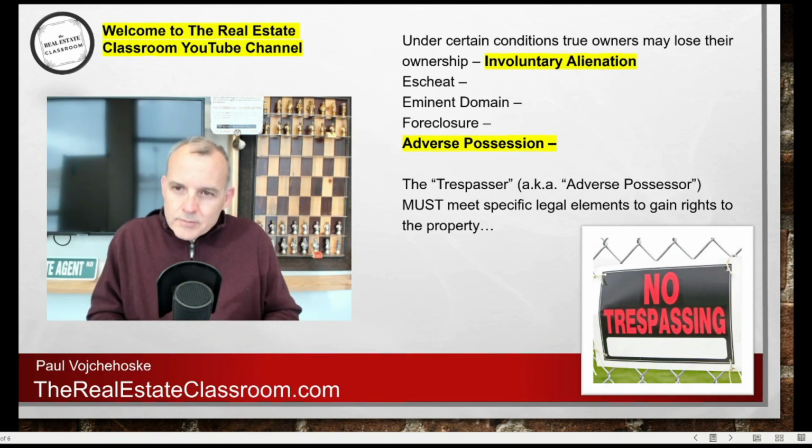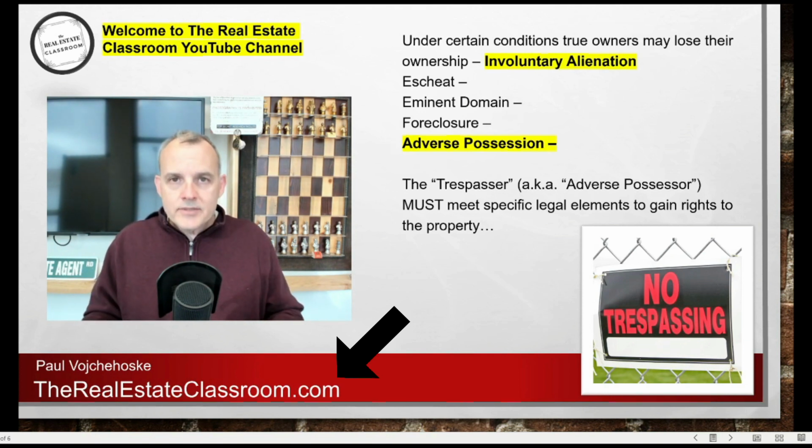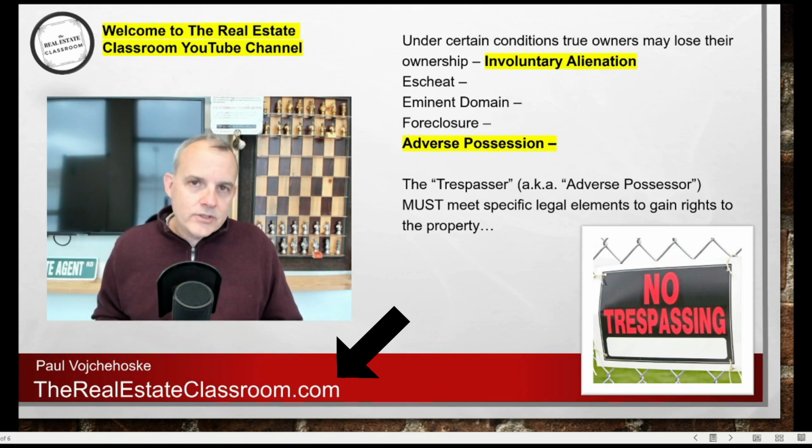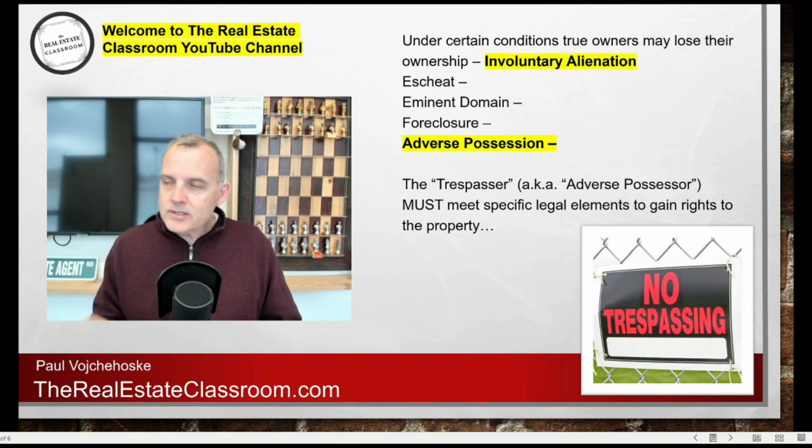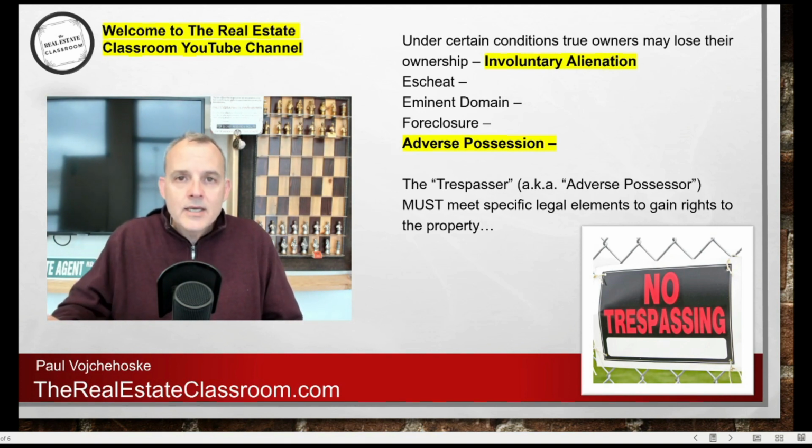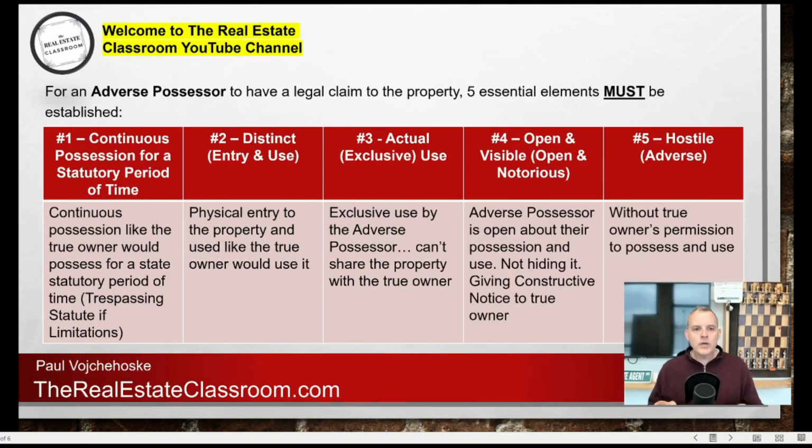How does that adverse possessor make claim to title? There are five essential elements that an adverse possessor must establish to make that claim. Okay, on the slide that you see on your screen, I have outlined the five essential elements that an adverse possessor is going to have to establish and demonstrate in front of a court if they want to obtain title to the property under the doctrine of adverse possession. Number one, there must be continuous possession for a specific statutory period of time.